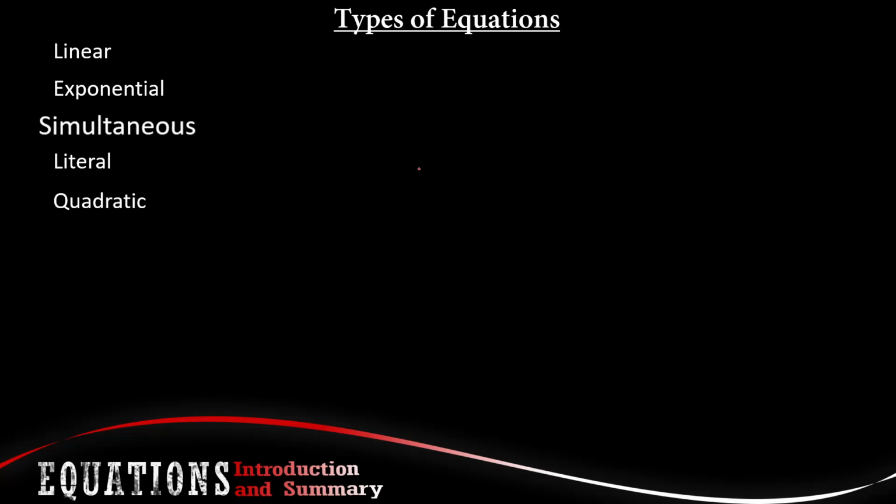Then simultaneous. We started with simultaneous equations in grade 10, and they require you to solve for x and y simultaneously, or for q and p, whatever the variables are. In grade 10 you only get two linear equations where you have to apply simultaneous equations, and there are two methods. You can either use substitution or you can use elimination.